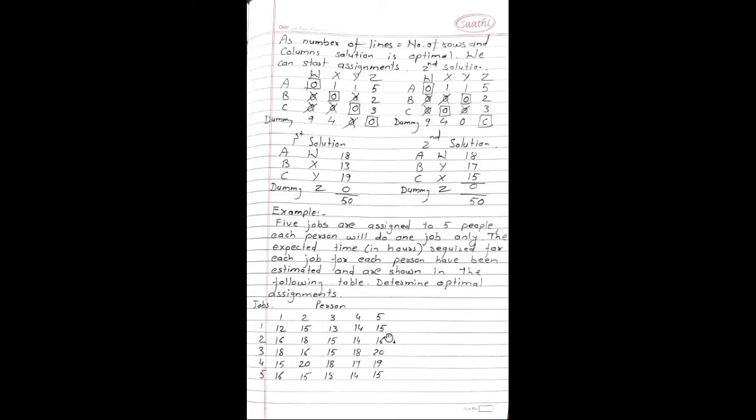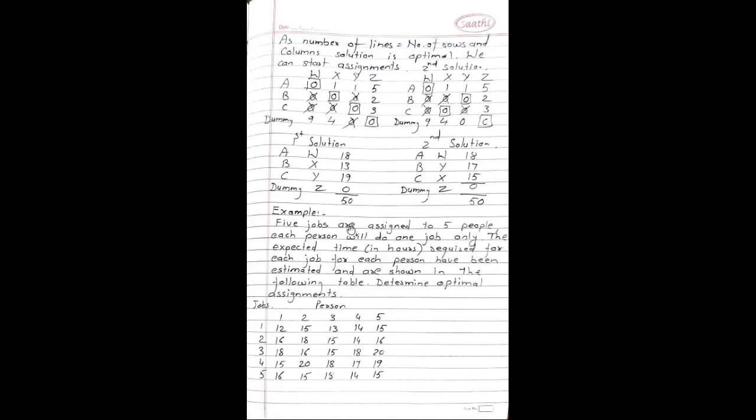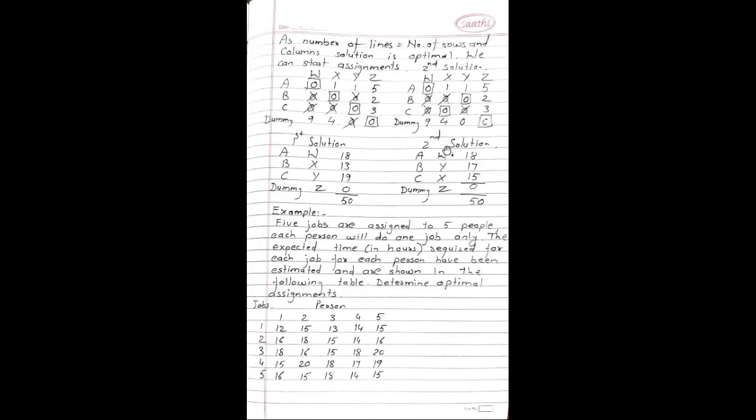So 12 is minimum from first row. So the first row becomes 12 minus 12 is 0. 15 minus 12 is 3. 13 minus 12 becomes 1. 14 minus 12 becomes 2. And 15 minus 12 becomes 3. So 0, 3, 1, 2, 3.